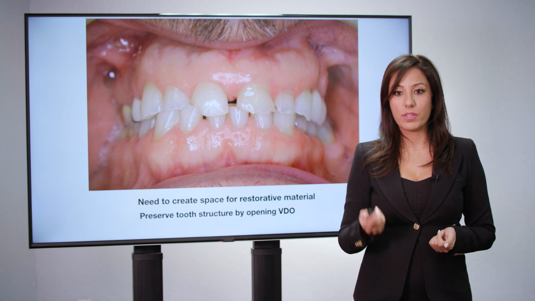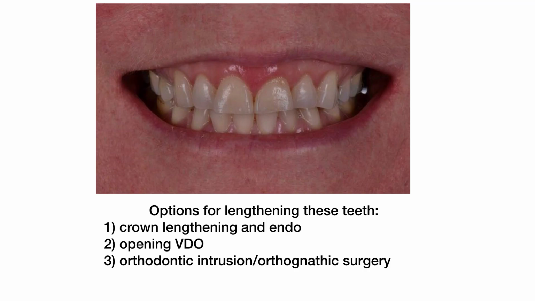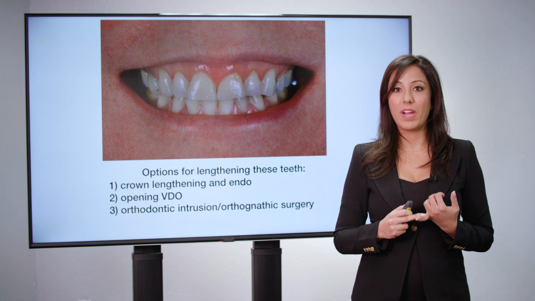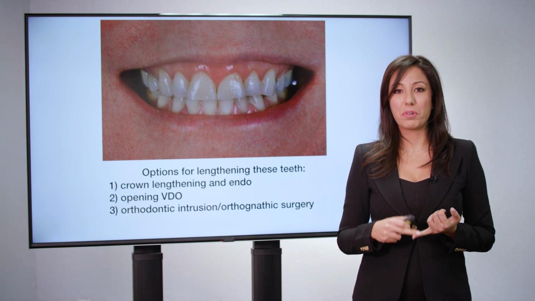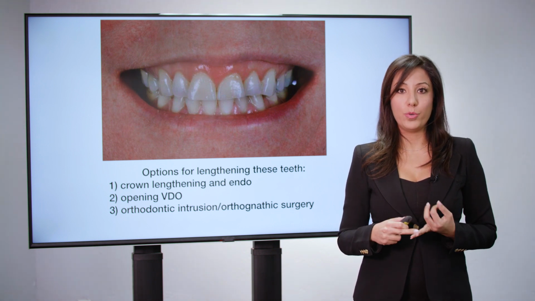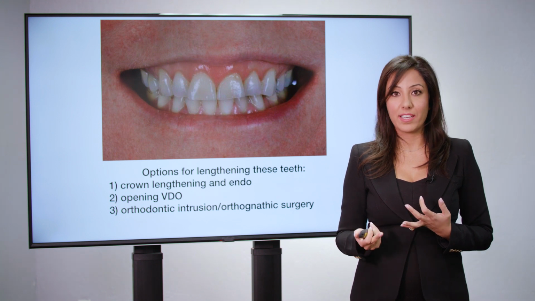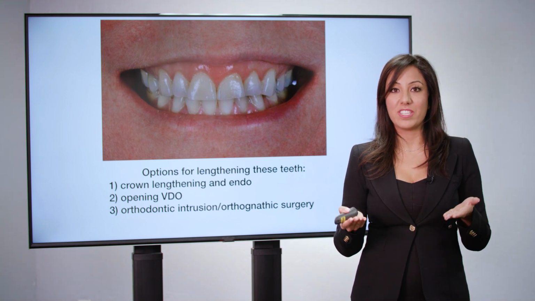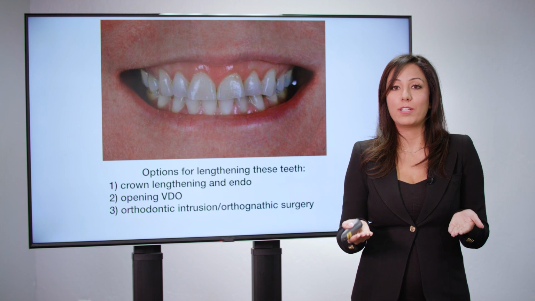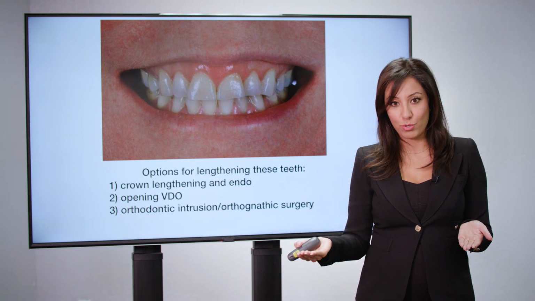I'm going to show you another example here of another patient with less wear, and I'll talk to you about now the options for lengthening these teeth. The options are, number 1, crown lengthening and endo. That's pretty invasive. Number 2, opening the vertical dimension, and like I explained earlier, that means we can just add restorative material without cutting back tooth structure, so we're also preserving tooth structure.